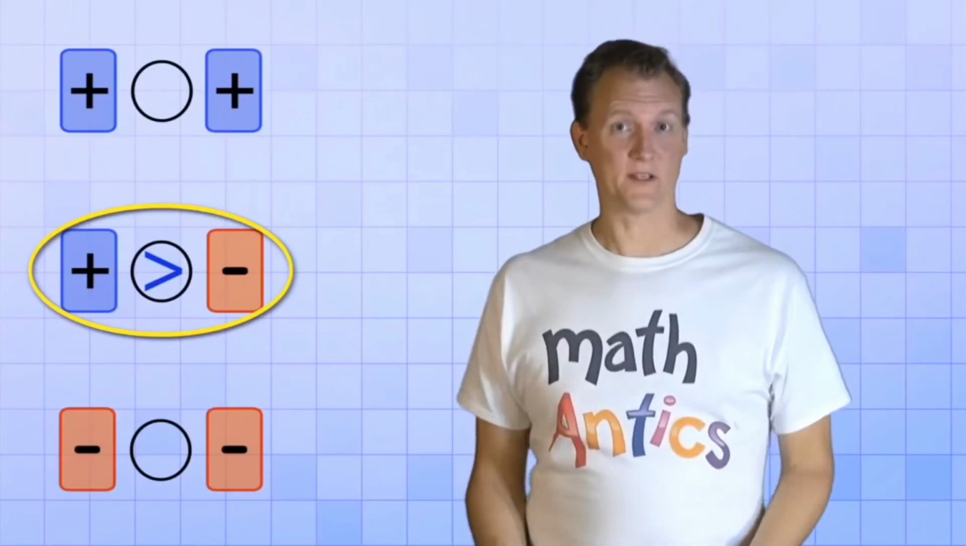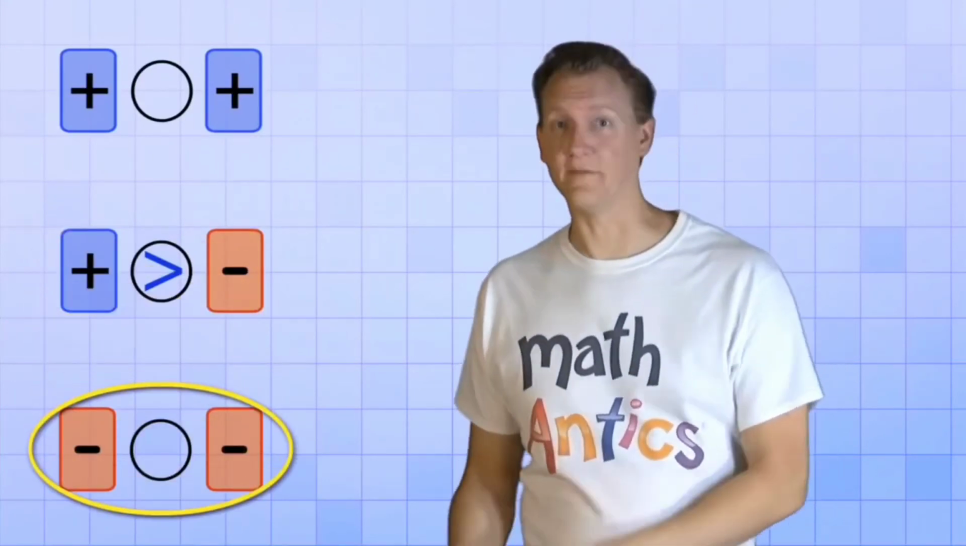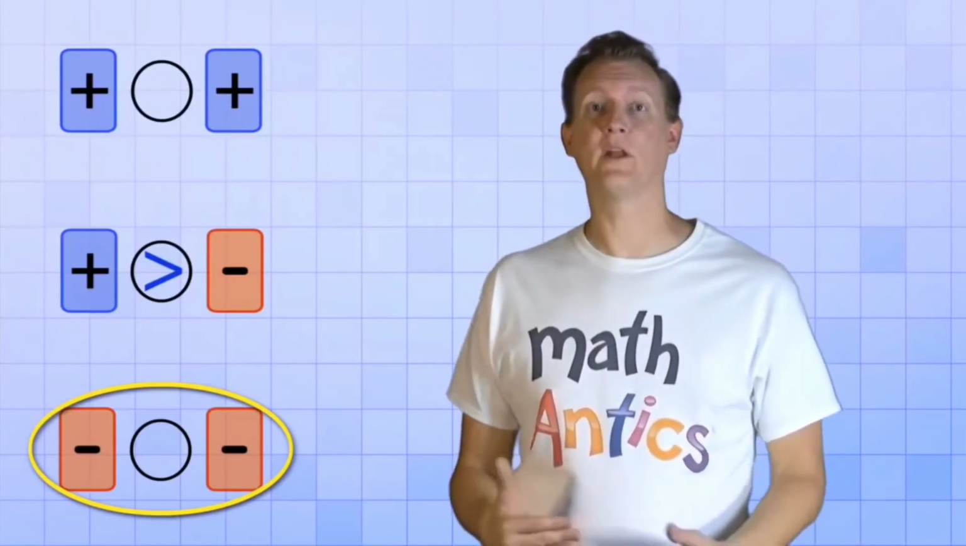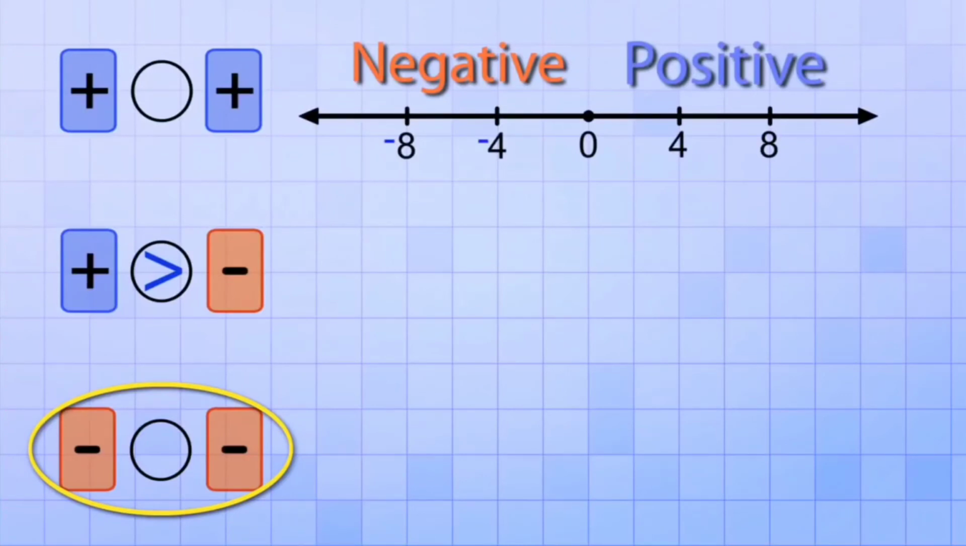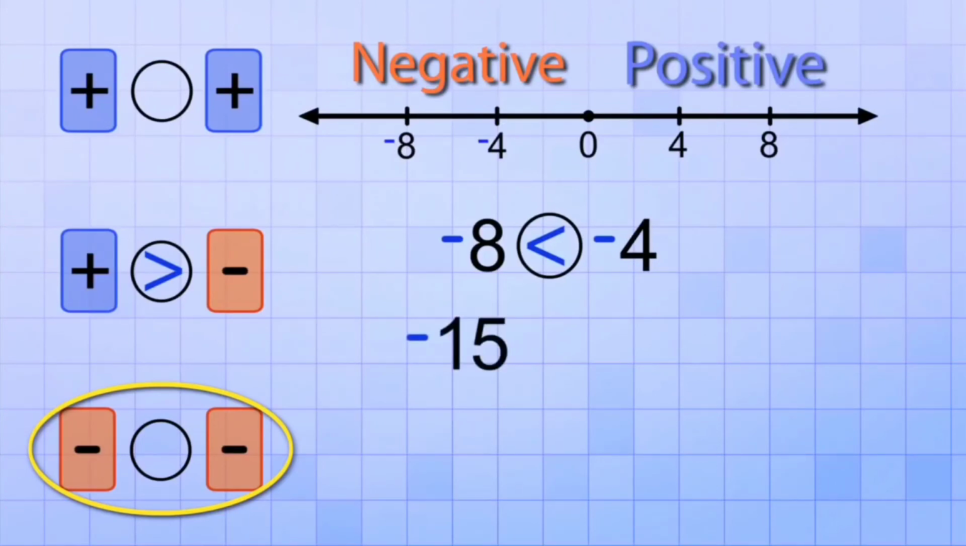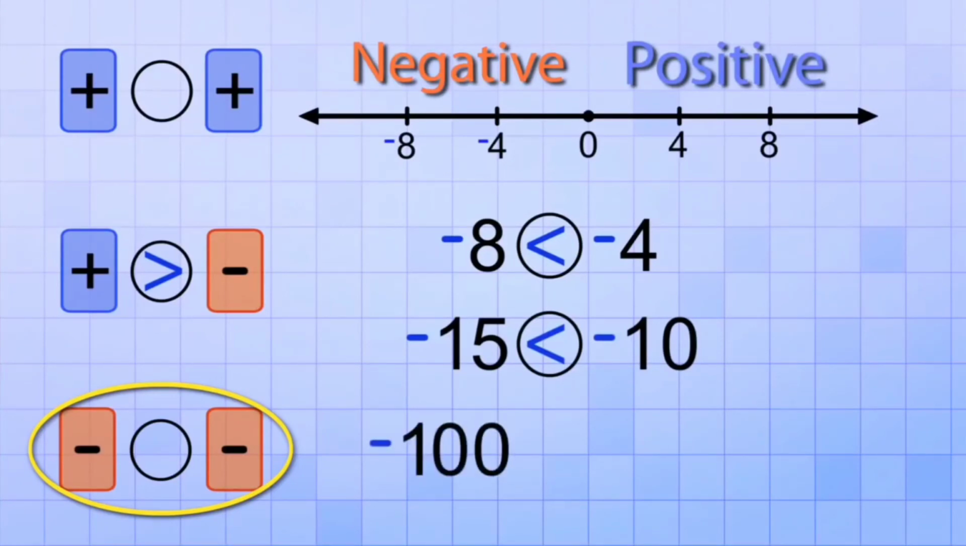The only tricky situation is when you have to compare two negative integers. Then you have to think about which one is further to the left on the number line. Again, a great way to do that is to identify the number that would normally be more positive on the positive side of the number line and realize that it's more negative on the negative side. Negative 8 is more negative than negative 4, so it's smaller. Negative 15 is more negative than negative 10, so it's smaller. And negative 100 is more negative than negative 25, so it's smaller.